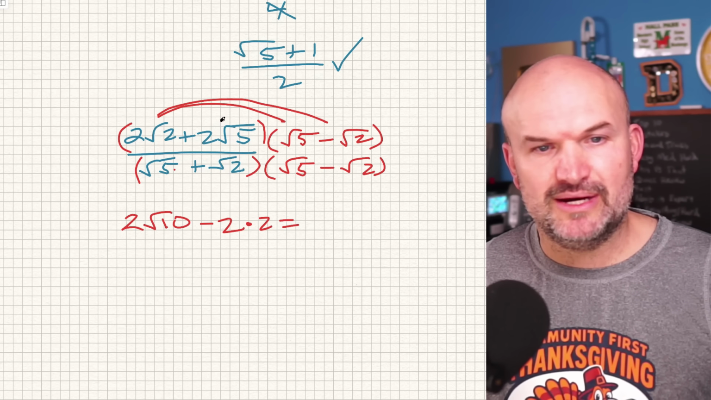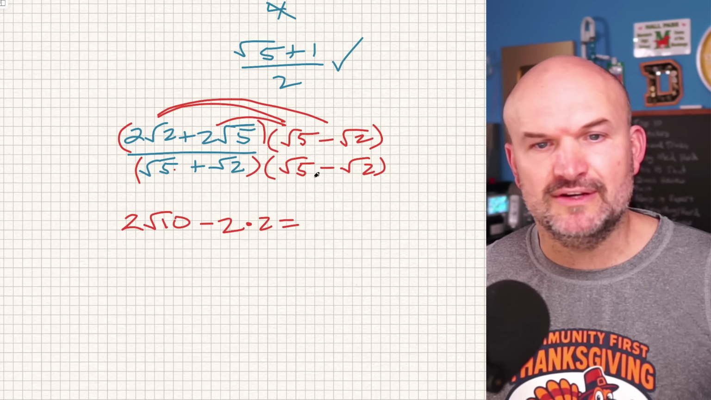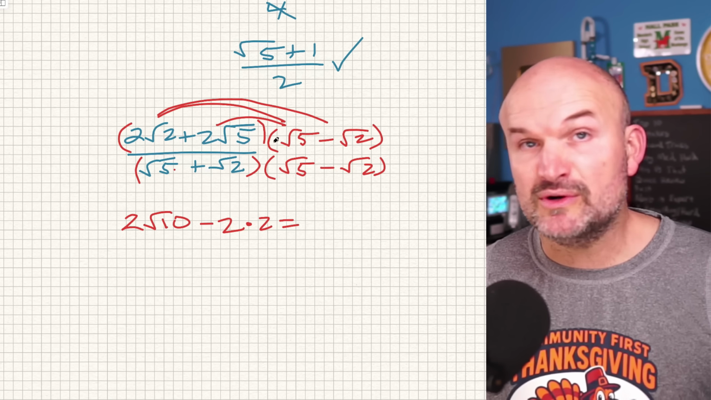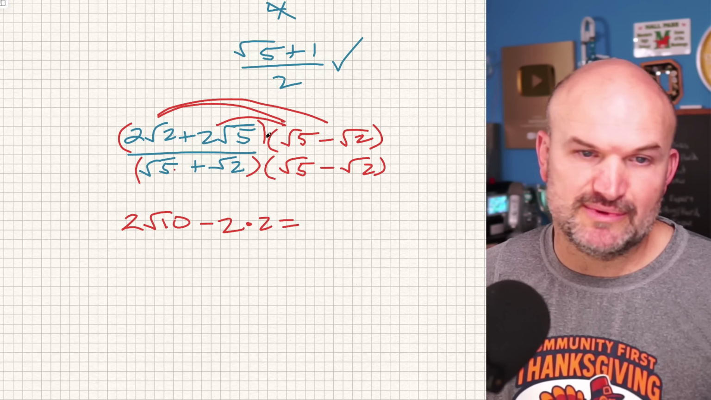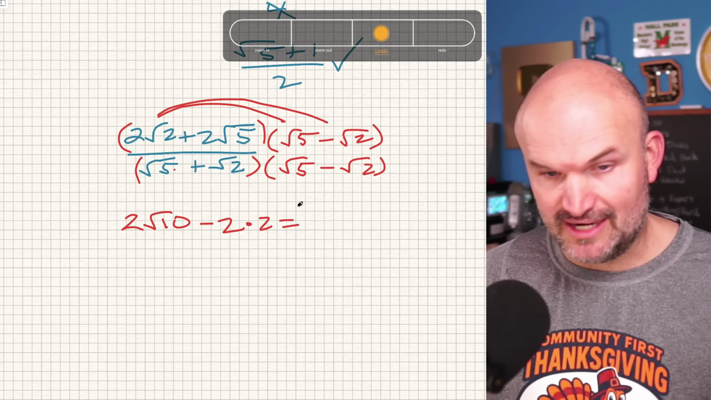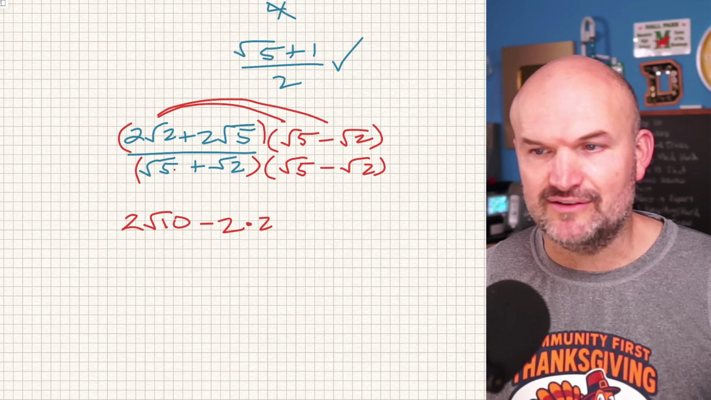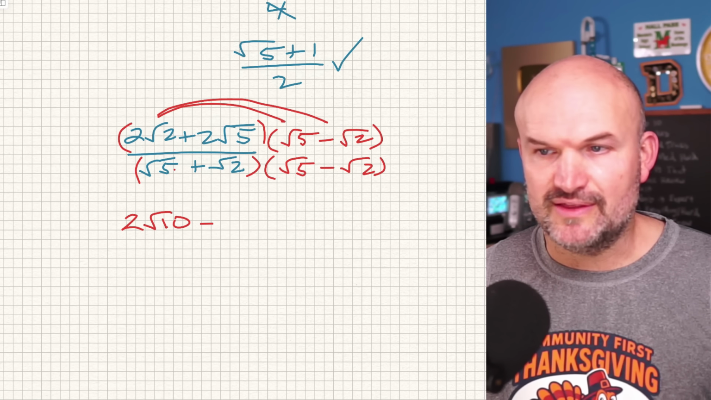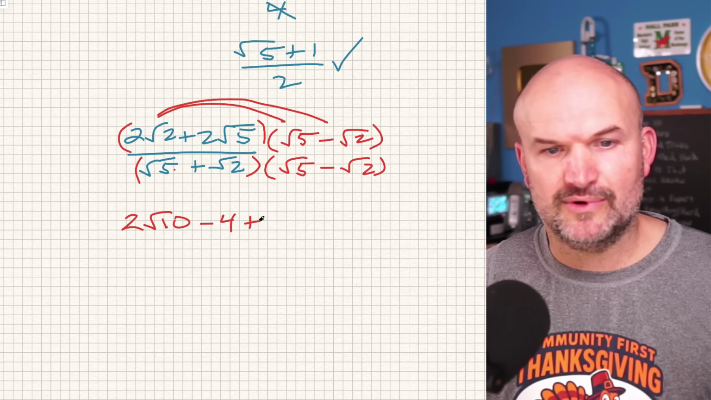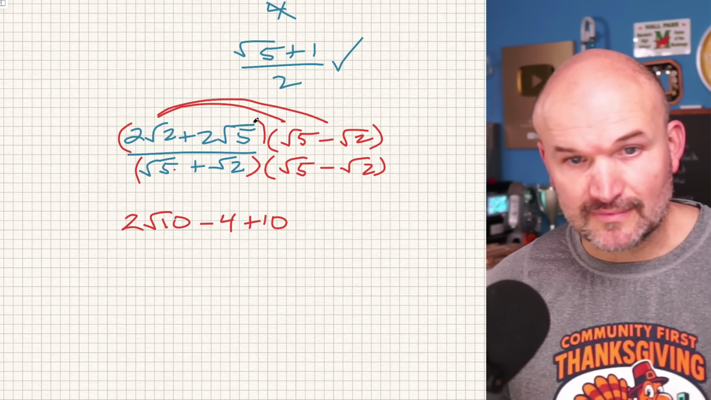Let's go and do the next one, which is going to be 2 times square root of 5. So therefore, square root of 5 times square root of 5 is square root of 25, which is going to be 5. 5 times 2 is going to be 10. Let's rewrite this as a -4. I should have just done that. So that's a -4, and then we're going to have a plus 10.